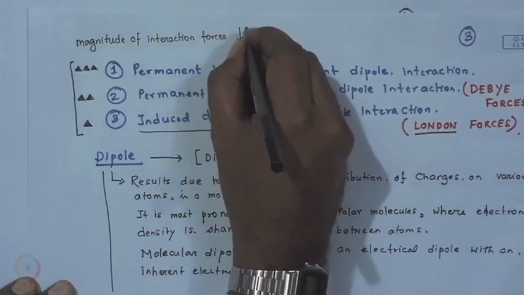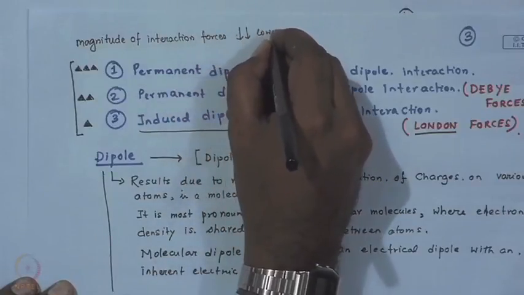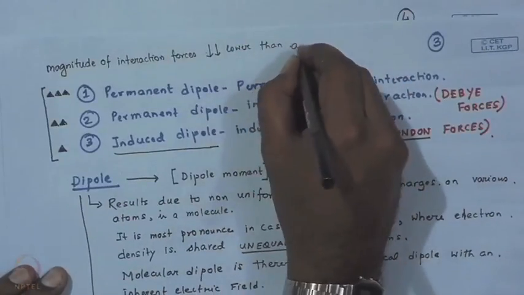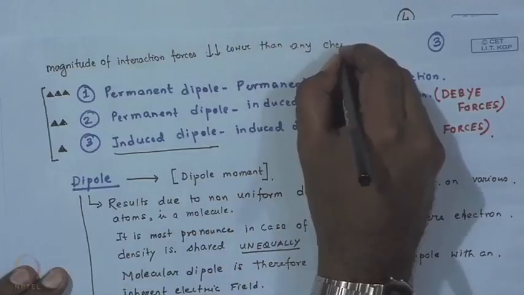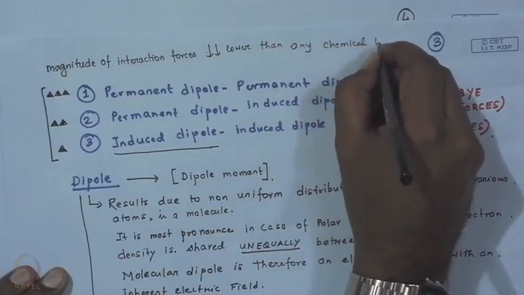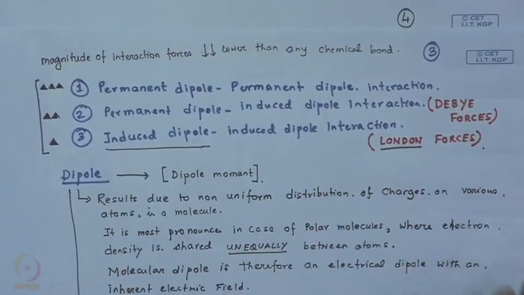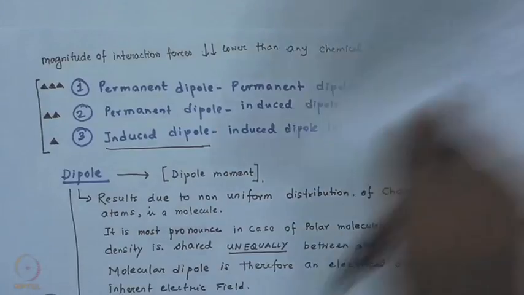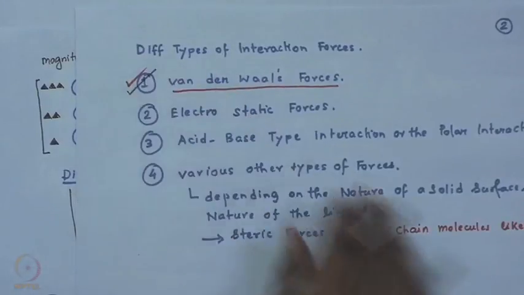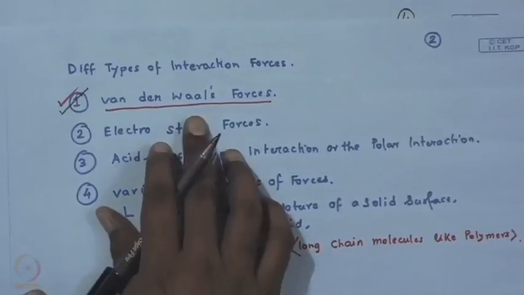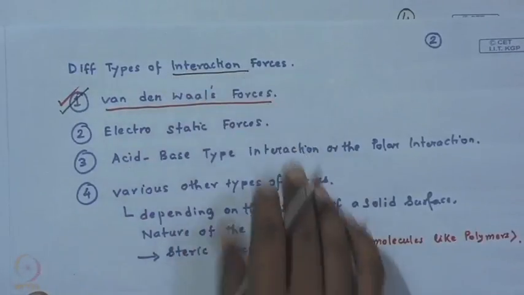are far lower than any chemical bond. So, bonds are much stronger as compared to intermolecular interactions, and amongst the intermolecular interactions, when we talk about the van der Waals forces, there are three. So, we talk about different types of interaction or intermolecular interaction forces.